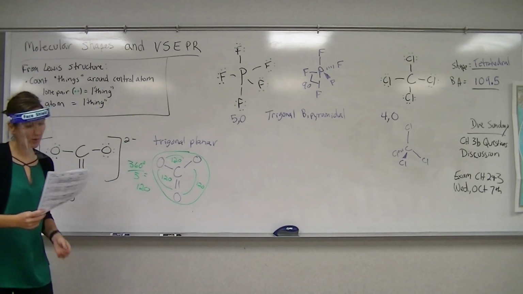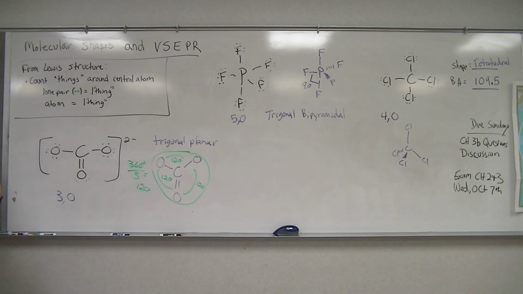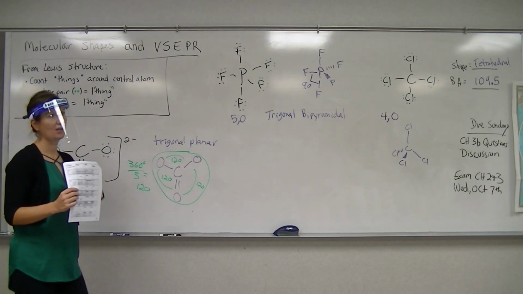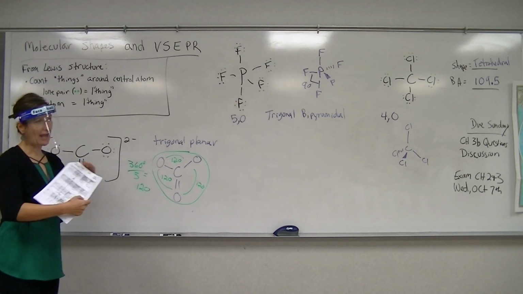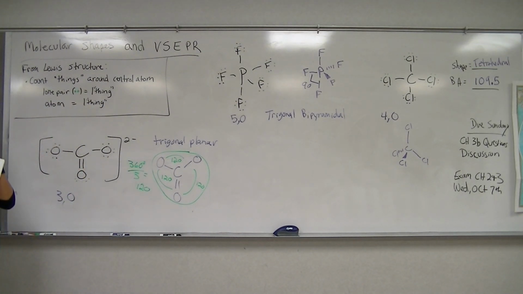So mostly they're going to stick with 4 things or less. That's where you want to focus your attention when you're studying. Okay. A lot of times with 5 or more things, these are exceptions to the rule, right? It's going to be expanded octets, so you're not going to see a lot of examples with 5 or more things. Okay? All right.